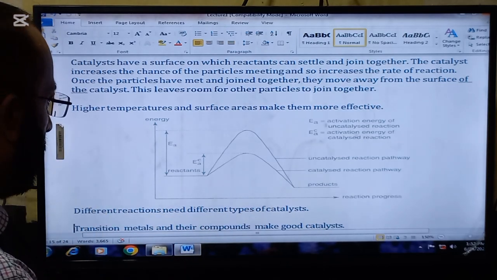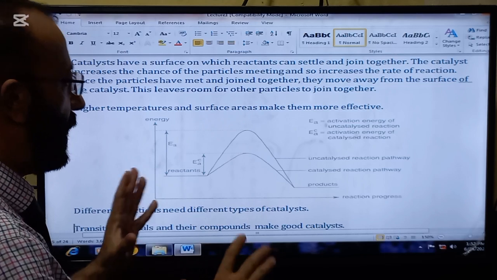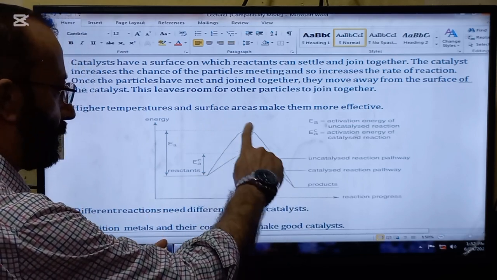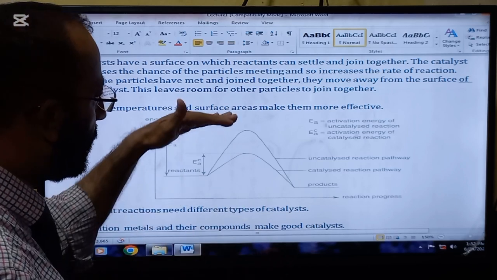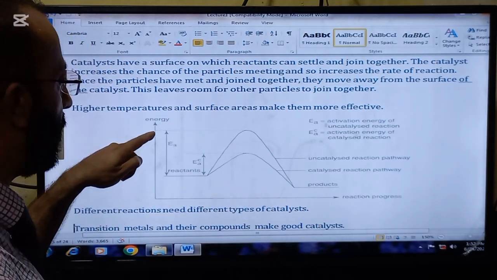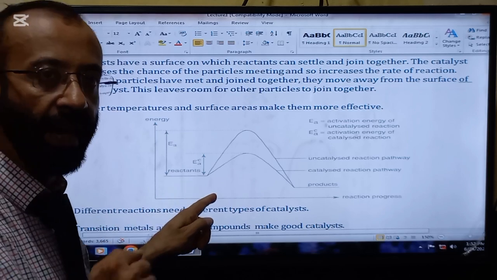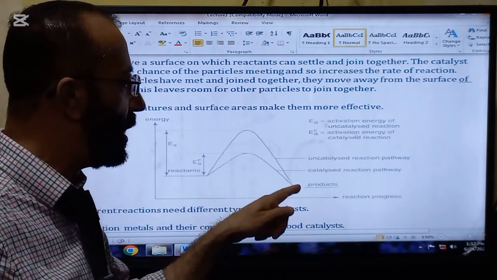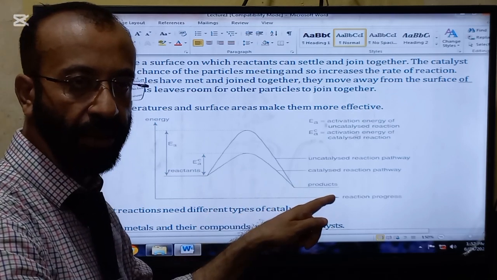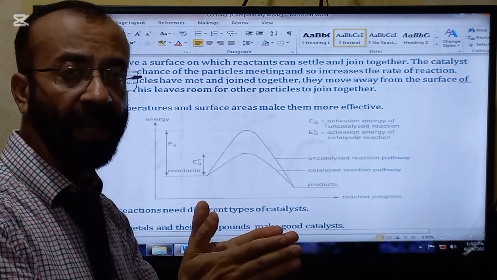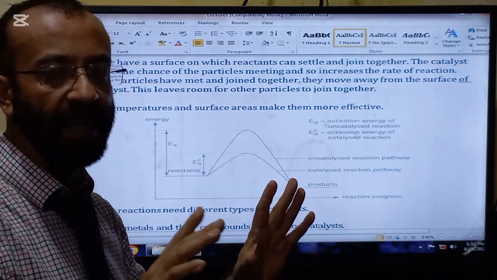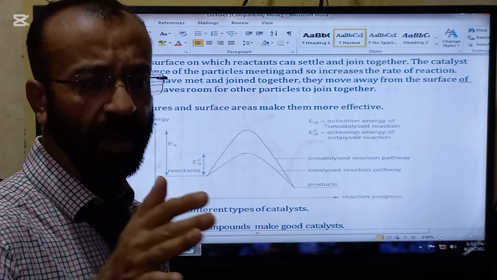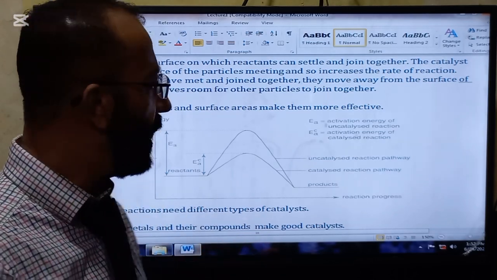Here are the reactants, here are the products. In the beginning, this path was required to overcome. Look at this path, the higher level of energy is required. So the particles only with higher energy were able to overcome the activation energy to transform into the products, but more of the particles were unable. So it means the reaction speed will be very slow. Only the strong particles were able, the less strong will be unable.